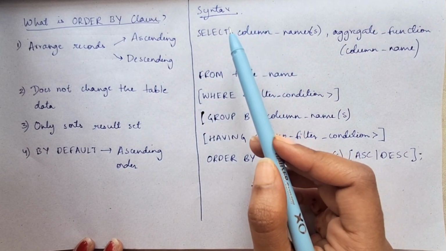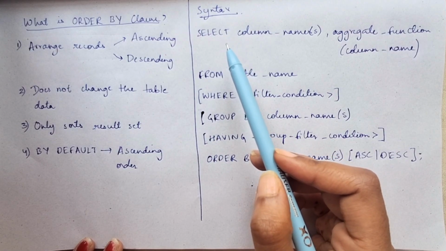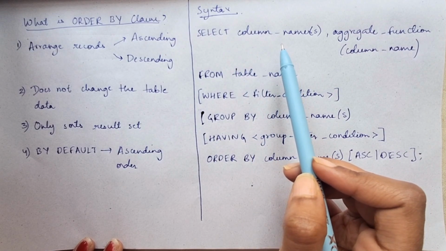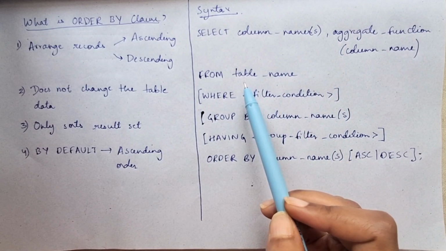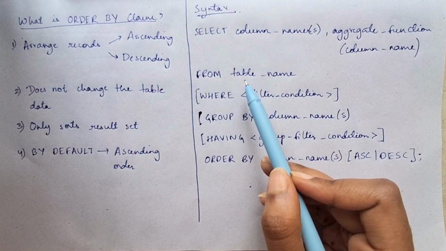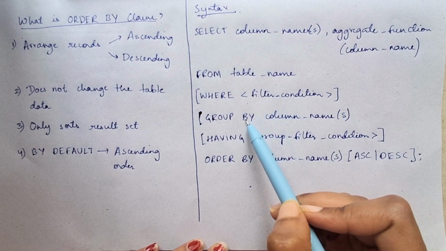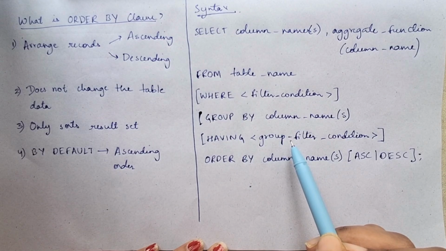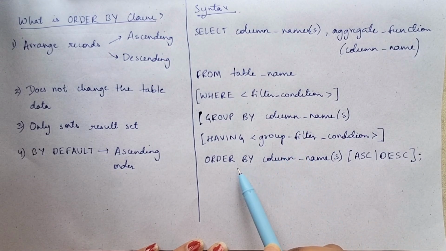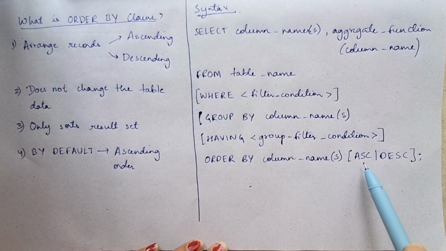Now, let us understand the syntax of the order by clause. First, we write the select clause where we mention the column names or group functions. Next, we write the from clause to specify the table name. After that, we optionally use where clause to filter the records, group by clause to group the data, and having clause to filter the grouped data. Finally, at the end of the query, we write order by clause. In order by clause, we mention the column name and specify the sorting order.